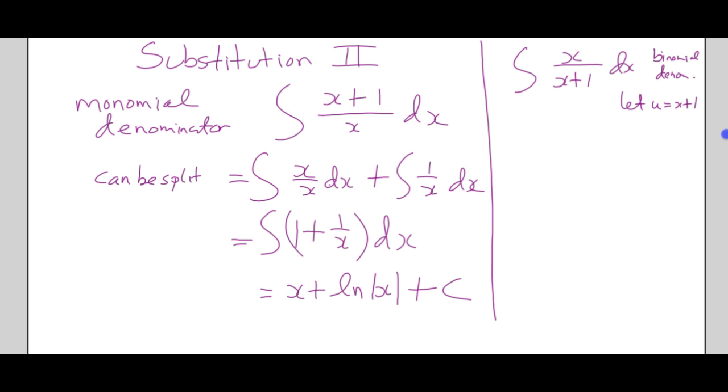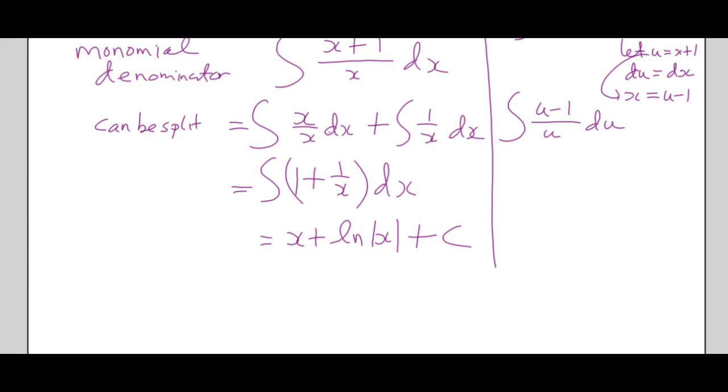Well, we could say, hey, if u is equal to x plus 1, and I guess we should do our du here, right? So du is just equal to dx. But what's x equal to? X is equal to u minus 1. So now I can write this, and it's the integral of u minus 1 over u du. And what's that got? Oh, it's got a monomial denominator. Okay, we can do that. Let's do this an alternate way. There's an alternate way of working the monomial denominator. So that was one way, split it up. Here's another way.